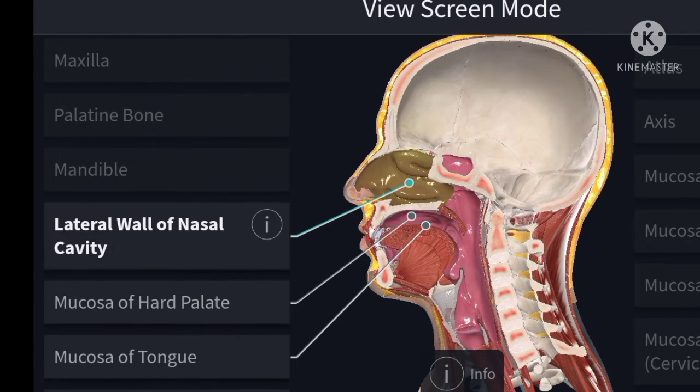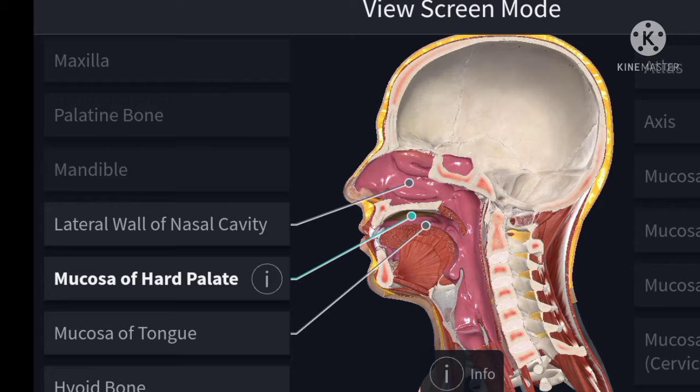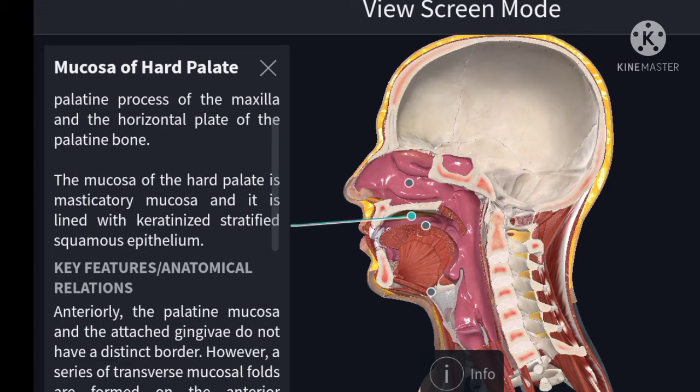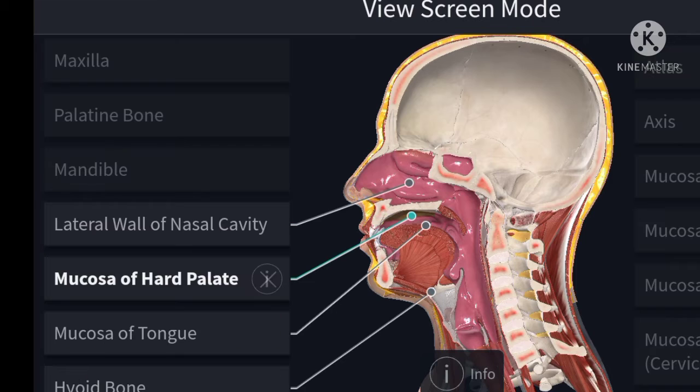Now we will talk about the mucosa of the hard palate. The palatine mucosa coats the hard palate. It attaches to the palatine process of maxilla and the horizontal plate of palatine bone. The mucosa of the hard palate is masticatory mucosa and it is lined by keratinized stratified squamous epithelium.